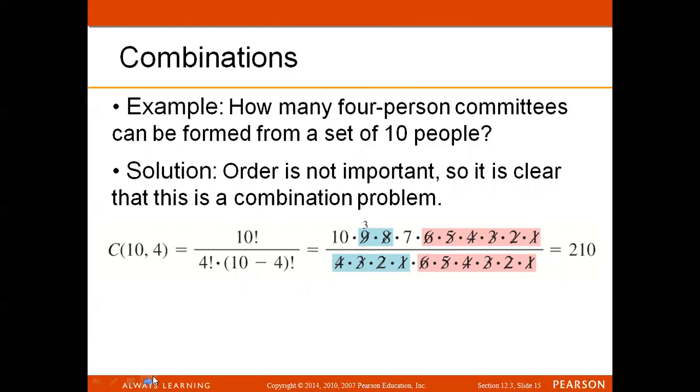How many 4-person committees can be formed from a set of 10 people? Order is not important, so this is a combination problem. There are no distinct roles for these people. There's no president, vice president, or treasurer. It's a 4-person committee, everyone's equal. So we have a combination 10 choose 4 situation, which is 10 factorial divided by 4 factorial, also divided by the quantity 10 minus 4 factorial. They expand the factorial notations and divide, getting to 210.